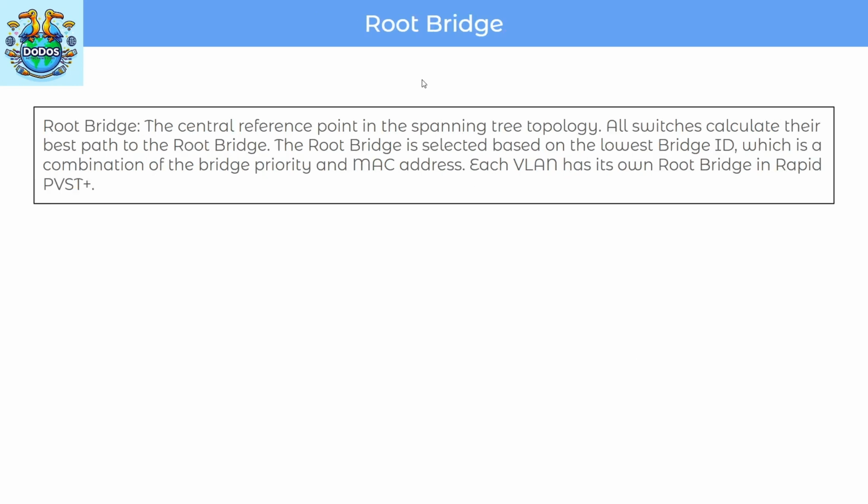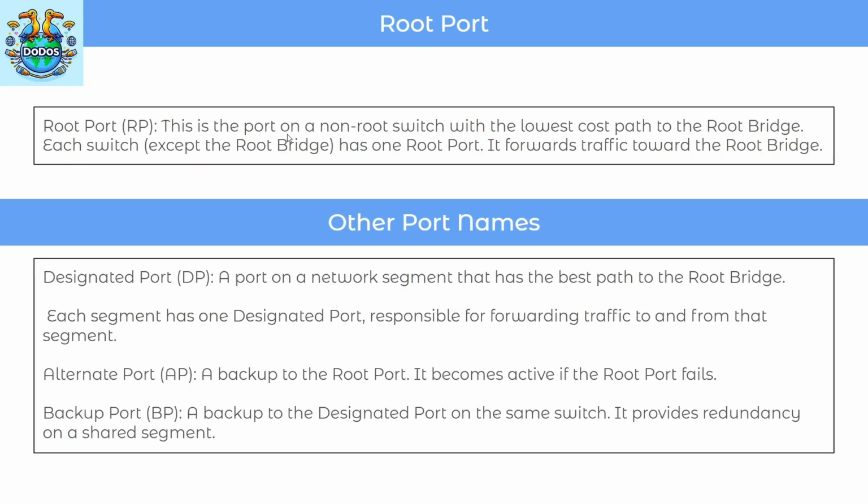The root bridge, the central reference point in the spanning tree topology. All switches calculate their best path to the root bridge. The root bridge is selected based on the lowest bridge ID, which is a combination of the bridge priority and MAC address. Each VLAN has its own root bridge in Rapid PVST+. The root port. This is the port on a non-root switch with the lowest cost path to the root bridge. Each switch except the root bridge has one root port. It forwards traffic towards the root bridge.